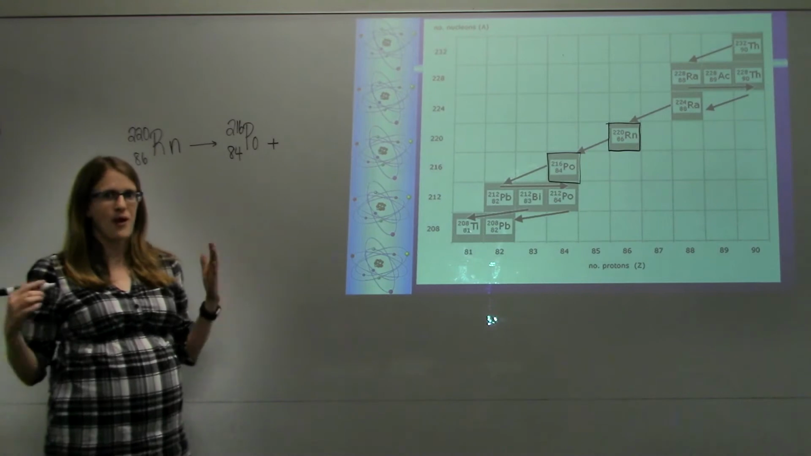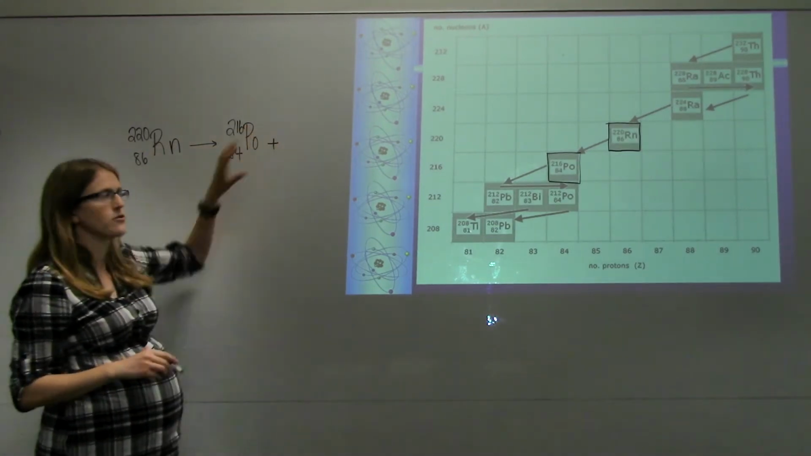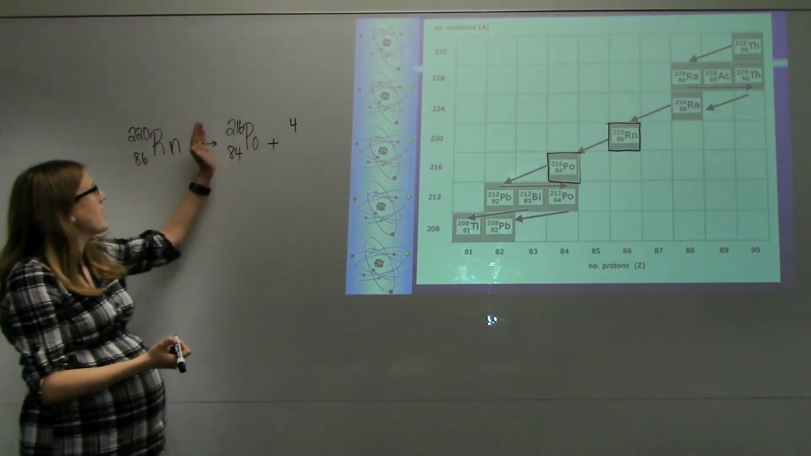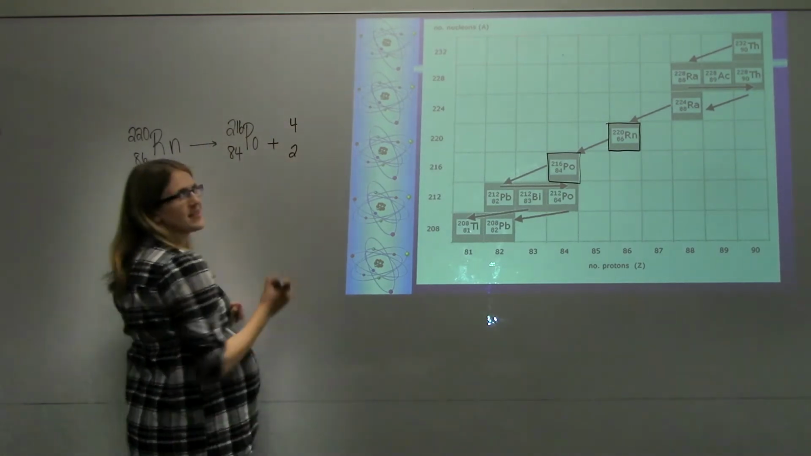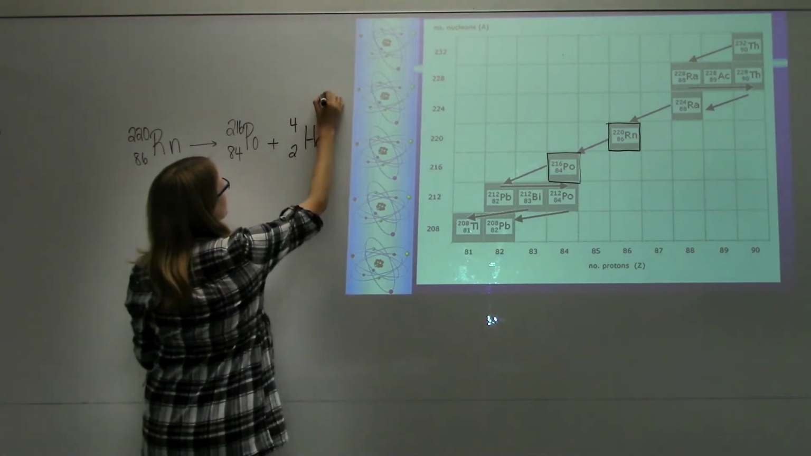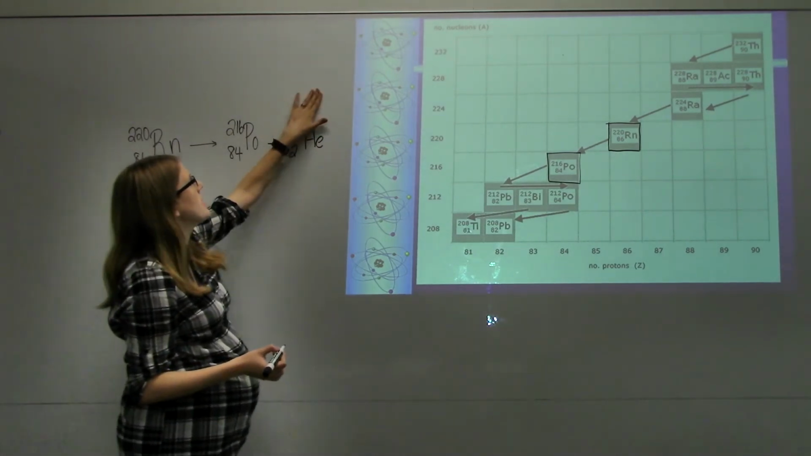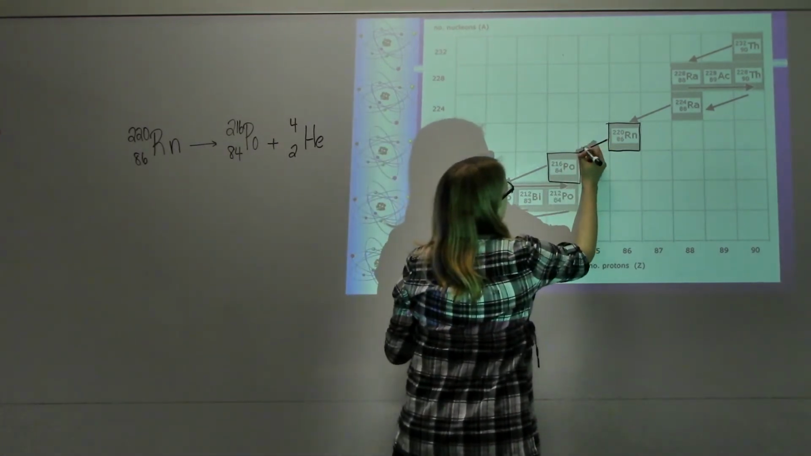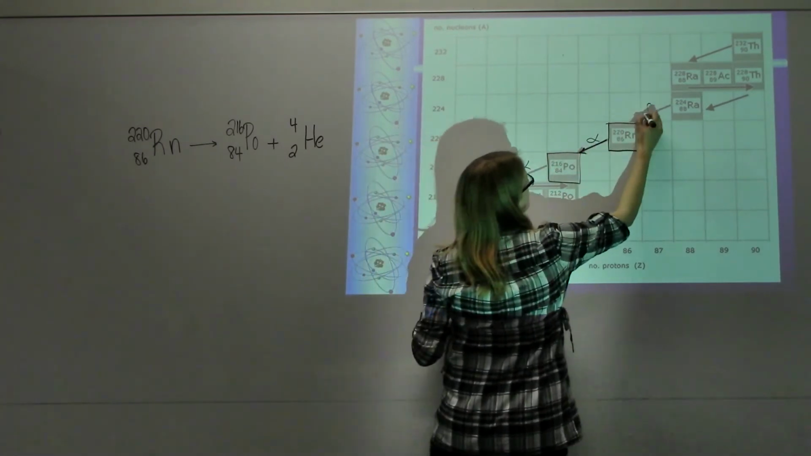And this is just simple balancing nuclear reactions. 220 to 216. This side needs to be 220 as well. So we need a 4 on top. 86 on this side. That means this side needs to be 86. So we need a 2. What is that? Yes, that's an alpha particle. He. It would also be okay if you wrote the little fishy, but that's not as common. He is usually what we see. So that means every time we see a diagonal arrow, it is actually alpha decay, alpha emission.